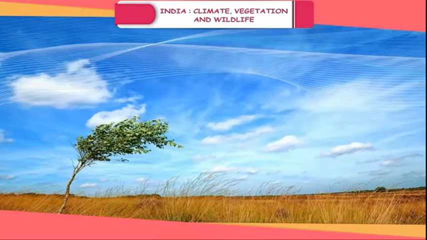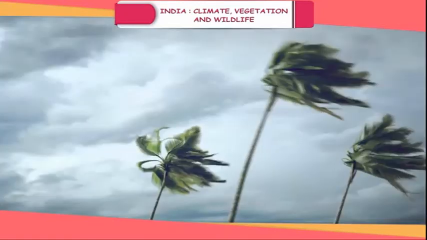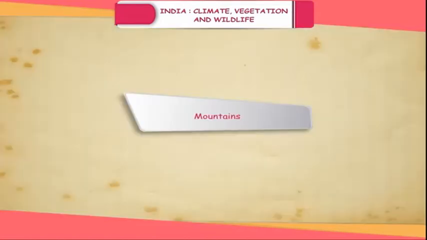Winds. If there is a difference in atmospheric pressure between two regions, air moves from region of higher pressure to the region of lower pressure. This movement of air is called as wind. A constant cool wind makes the climate cooler and a hot wind makes it warmer.